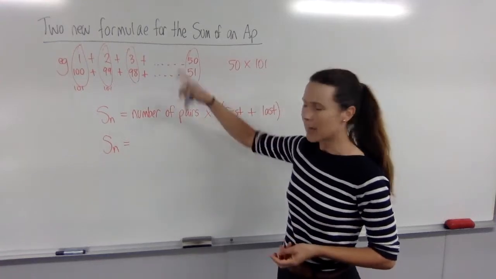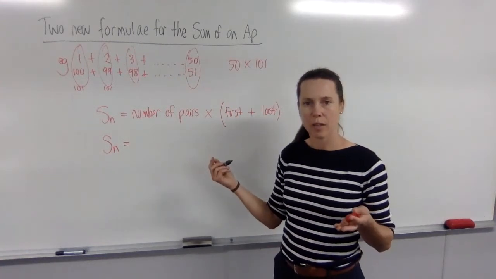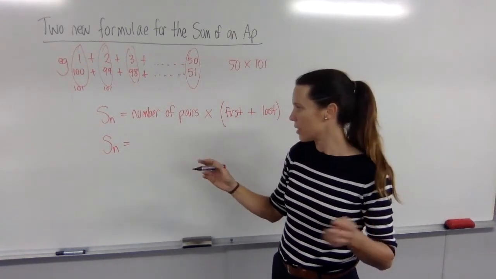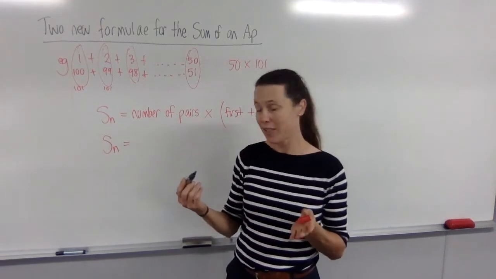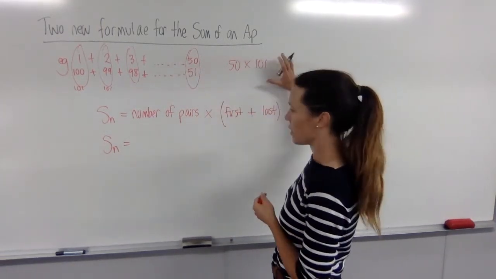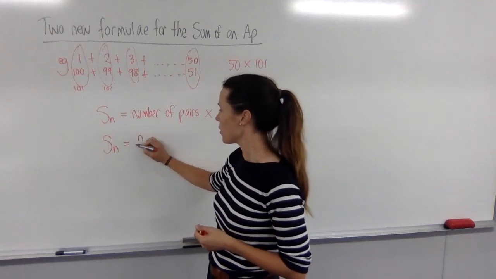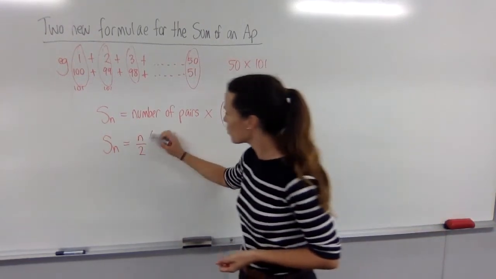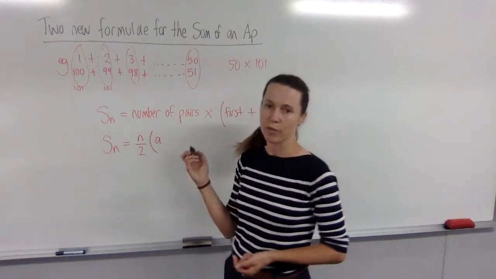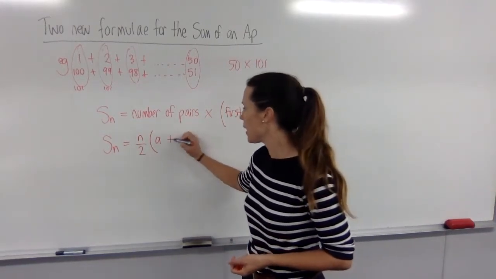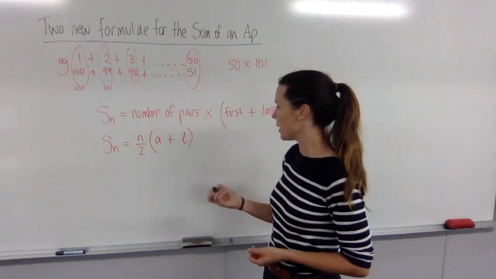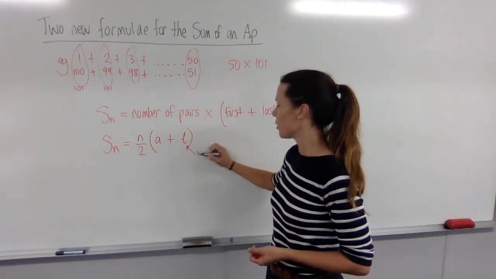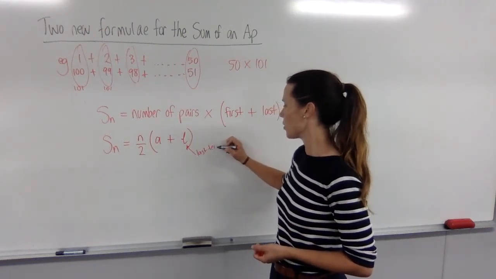The number of pairs, how did we come up with 50 pairs? Well, we had 100 terms, didn't we? So in other words, n was 100. So you take however many numbers you've got, you call that n, and you halve it. That's how many pairs you're going to have. And then, of course, you just multiply it by the first, which we've already been calling a, and add it to the last. So the only real new terminology here is that this is the last term.